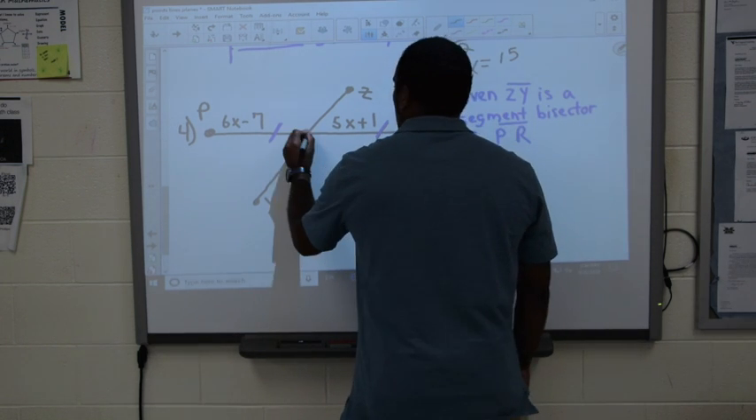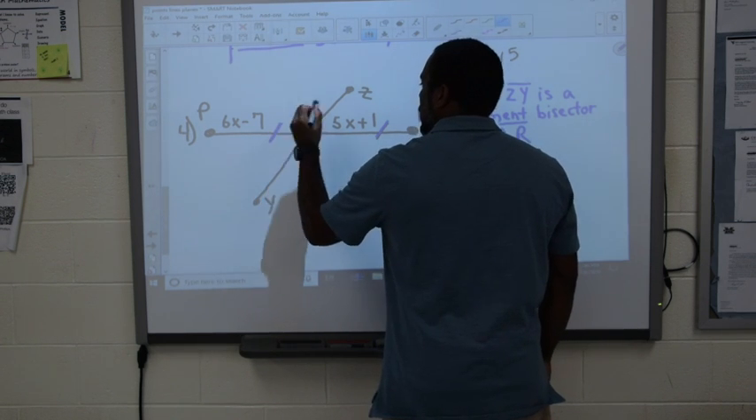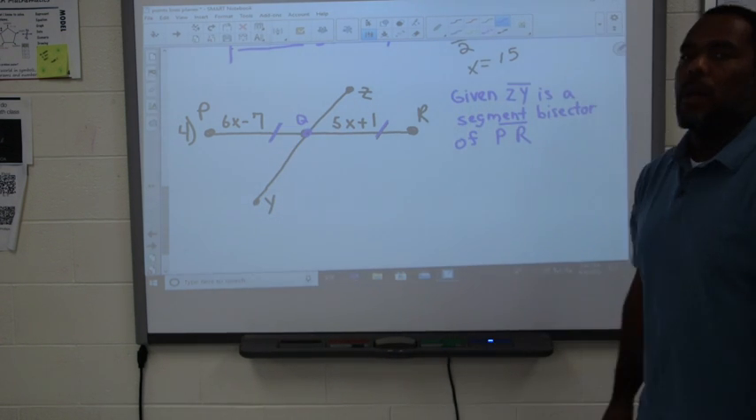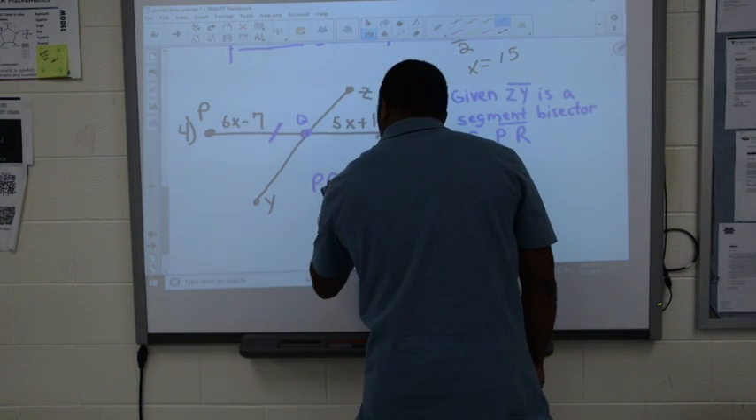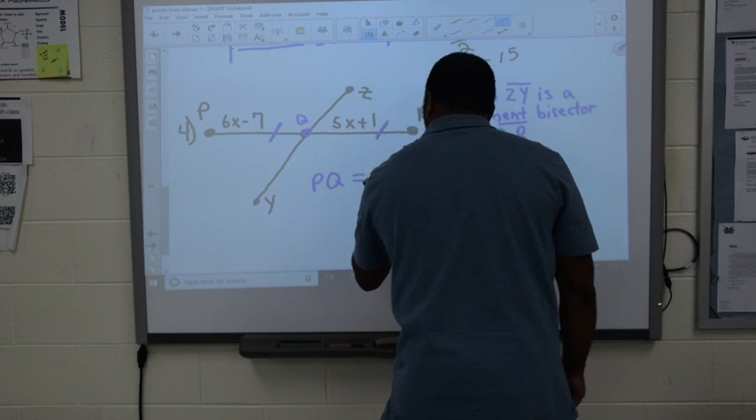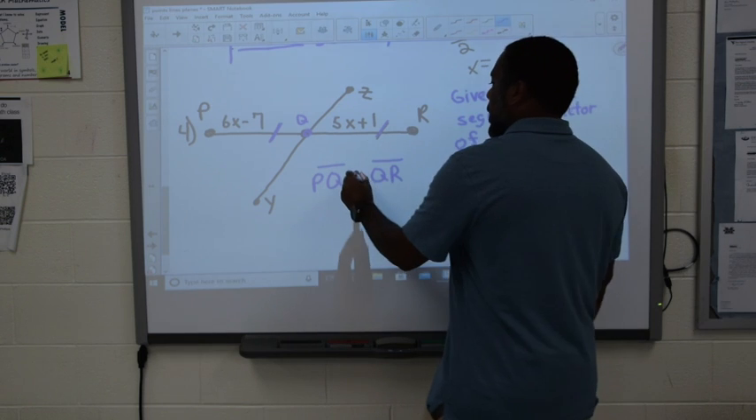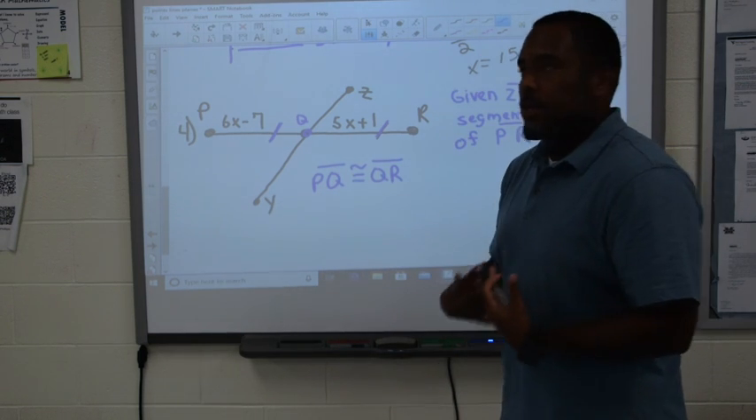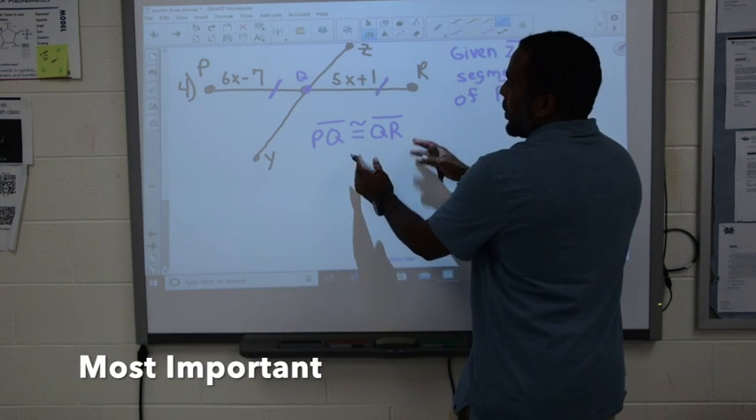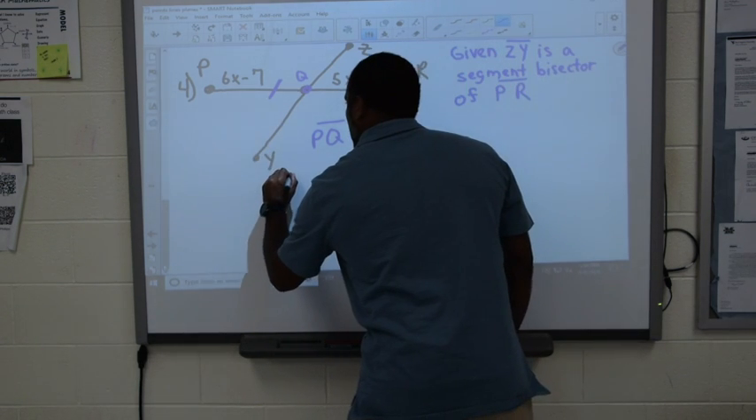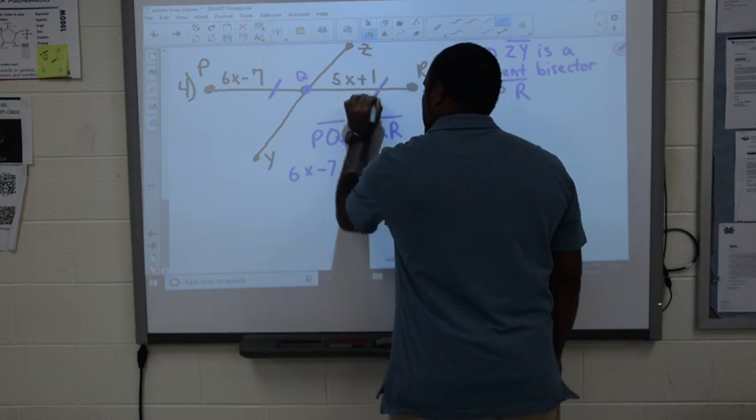So I know that. Now this doesn't have a point right here, so I'll call it Q. It'll help me out a little bit. And so now I have PQ is equal to QR. As long as I'm able to set up my equation, I should be able to work it out. So this is your most important step. Here, PQ is 6x minus 7 is equal to 5x plus 1.